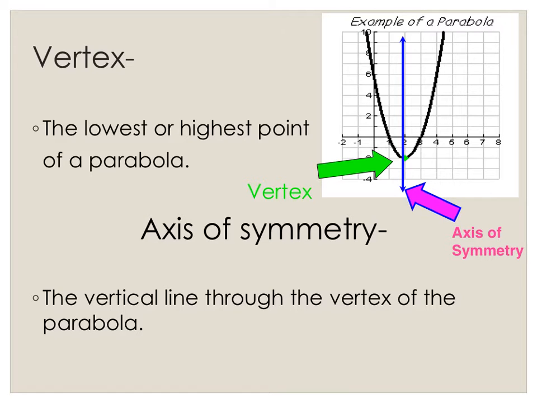A quadratic function, when graphed, also has an axis of symmetry. The axis of symmetry is the vertical line through the vertex of the parabola. And in our example, we see the axis of symmetry.